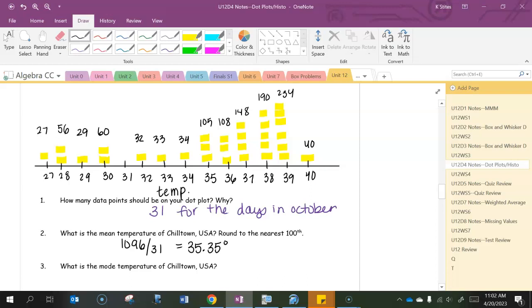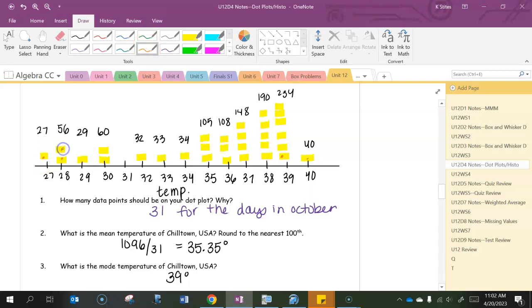Mode, this is our most frequent number, and you can see that 39 degrees is the highest bar, so 39 it is. Median, this is where we are going to have to go back and forth. And you're going to want to use the bars, not the data above, because the data above in the list is not in order. Okay, so I'm just going to use dots. So I'm going to go back and forth.